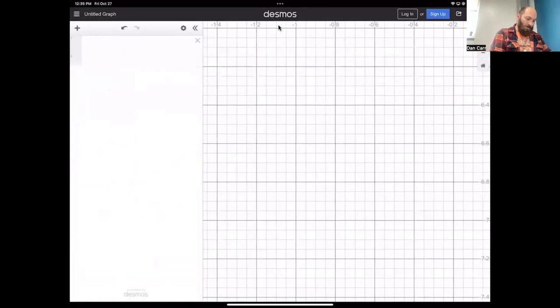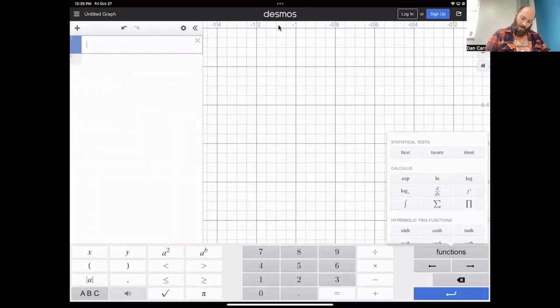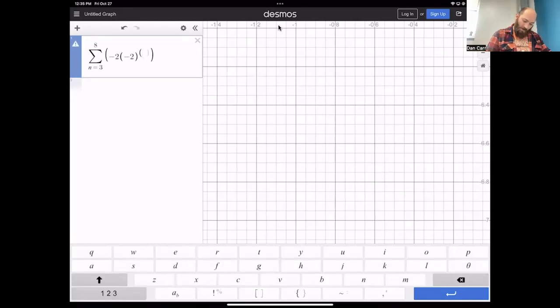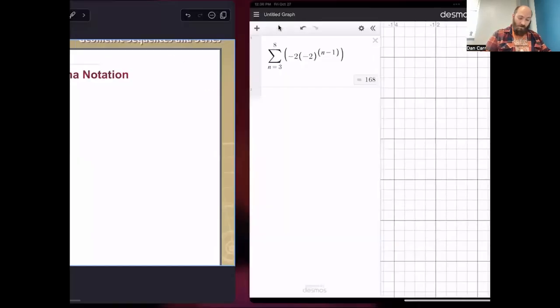So this is what I'm going to do. I'm going to pull up the sum here. We're going to go from the third term up to the eighth term. Put some parentheses here. So I'm going to plug inside that -2, multiplied by a -2 being raised to the n minus 1. And that's going to have to get its own set of parentheses in the exponent there. So n minus 1. Okay. So this is exactly what is in the example. The answer is 168. So using your calculator, go for it.